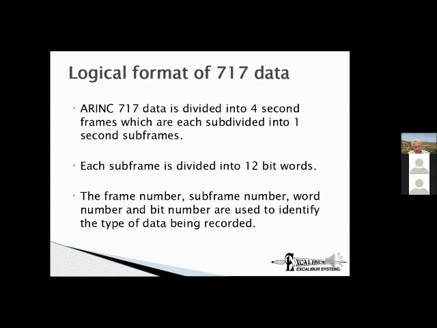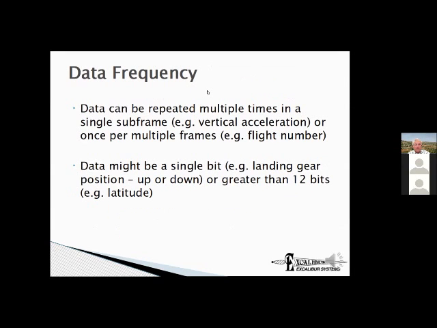And within the frame, in other words, within the 1 second, it's divided further into a bunch of words, each word being 12 bits. 12 is a very strange number, but that's what they picked. Okay, so now if I know what frame I'm in, and I know which subframe I'm in, and I know that I'm in, say, the 32nd word of the subframe, starting from the 9th bit, I know exactly that's going to be altitude. Usually it always starts from the first bit, but in theory, an engineering unit doesn't have to be 12 bits. You'll see that, in fact, it could be more or it could be less.